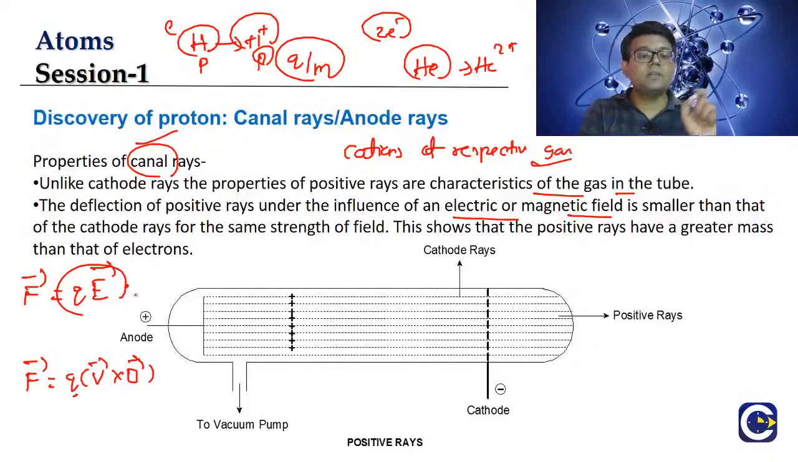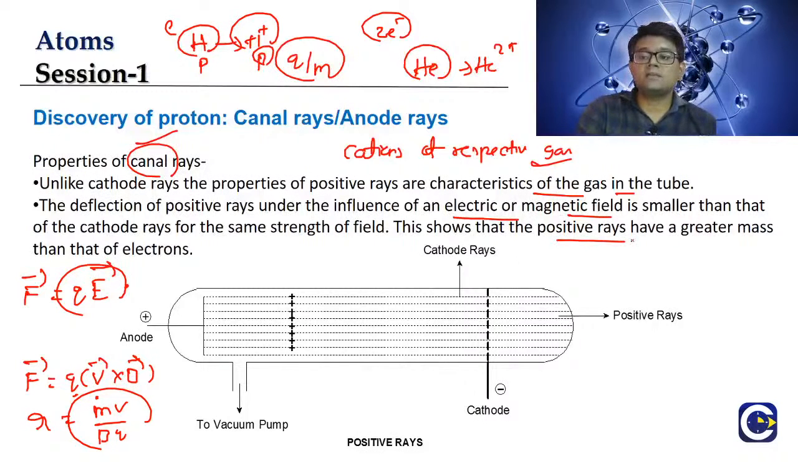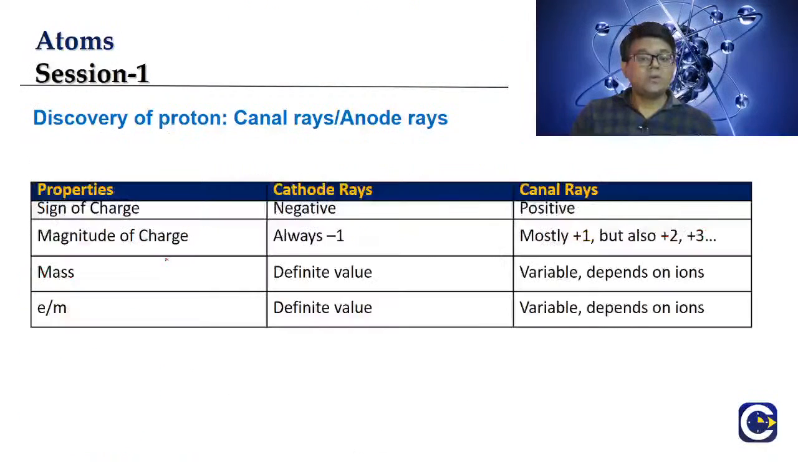For example, for the radius of a charged particle revolving in a normal magnetic field, the formula is R equals mv by Bq. Looking at this R value, we can comment on the mass of the charged particles. It is observed that the mass of the positive rays is much greater than the mass of the electrons, based upon the deflection properties. So this is about the broad properties of the anode rays.